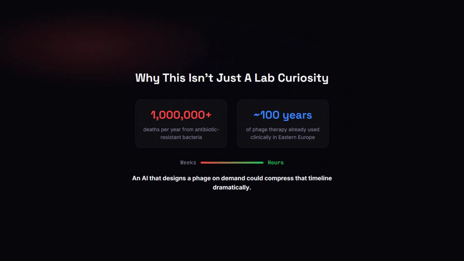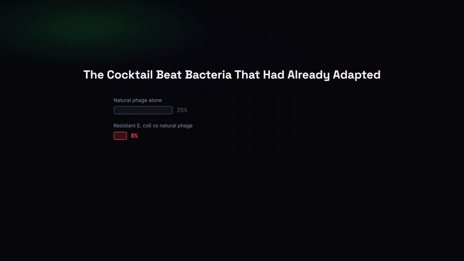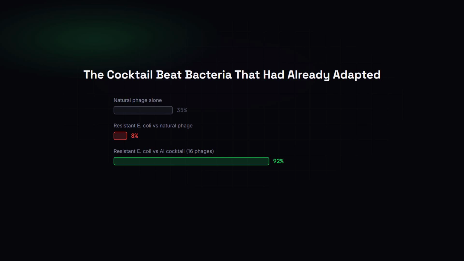An AI that can design a phage on demand could turn that into hours, and they worked. Combined into a single cocktail, the 16 AI-designed phages wiped out 2 different strains of E. coli, strains that had already evolved resistance to a phage found in nature. In other words, the AI didn't just copy what evolution already built. It found something evolution hadn't, fast enough to beat bacteria that had already adapted.